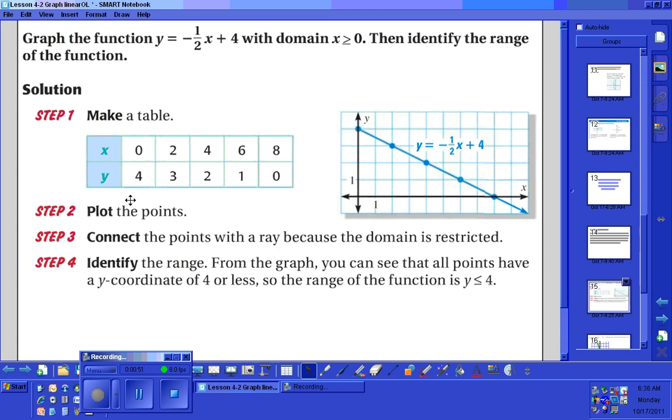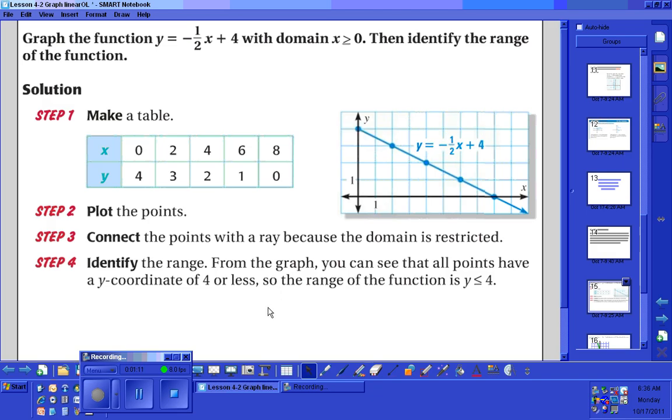Take a look at what will happen in the table if we use only positive values for x. Well, the y values would start at 4, but then they would go down from there. Looking at the graph, you can see that you're coming down from the value y is equal to 4. It will continue on past that, but it will never go above positive 4.